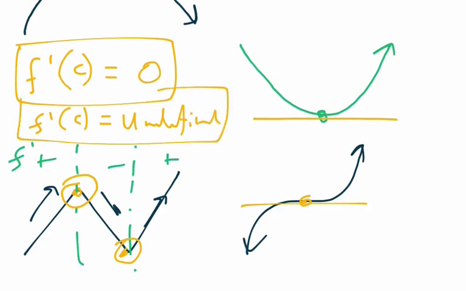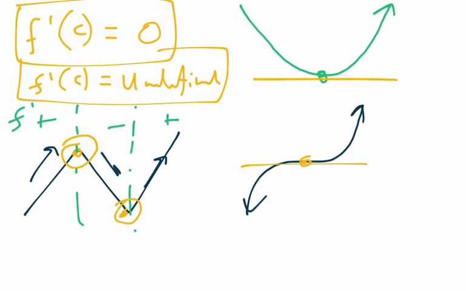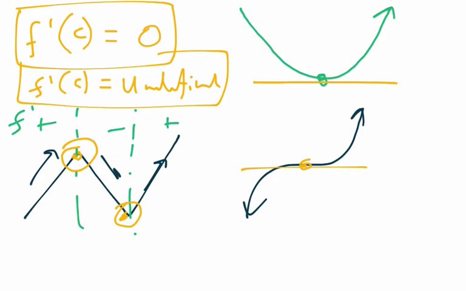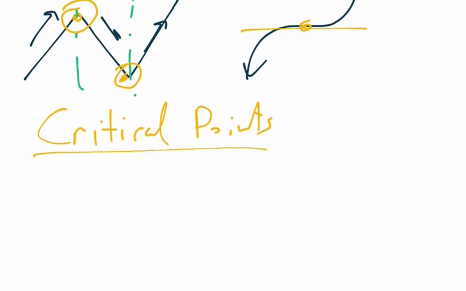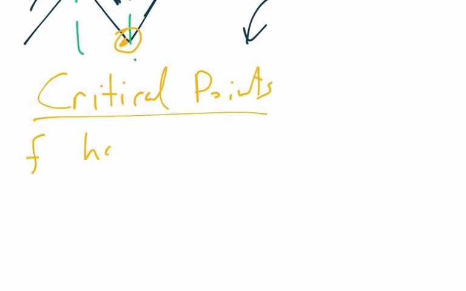So, if we are looking for relative mins or maxes, we're going to look for whether the derivative is 0 or undefined, and these are going to be possibilities for those things. And these special yellow values are called critical points. So the definition for a critical point is: f has a critical point.